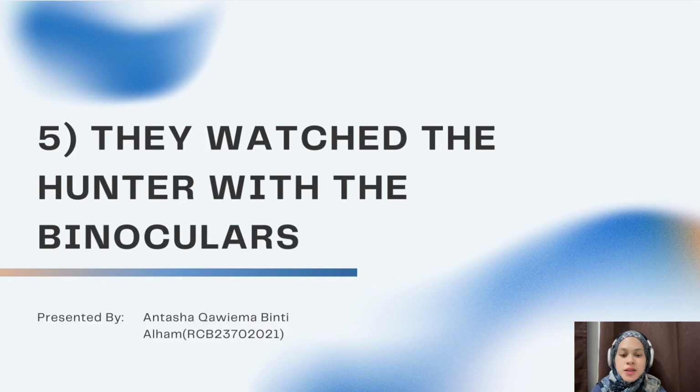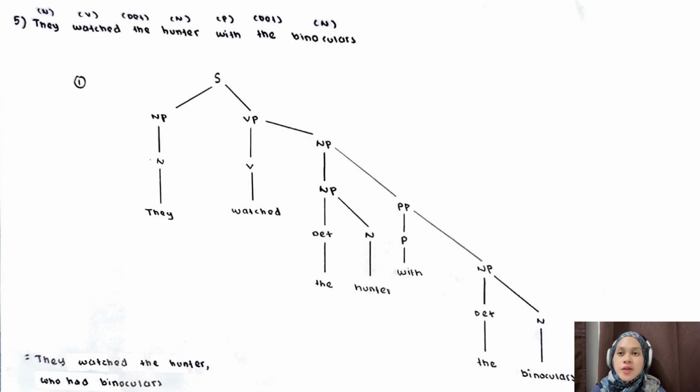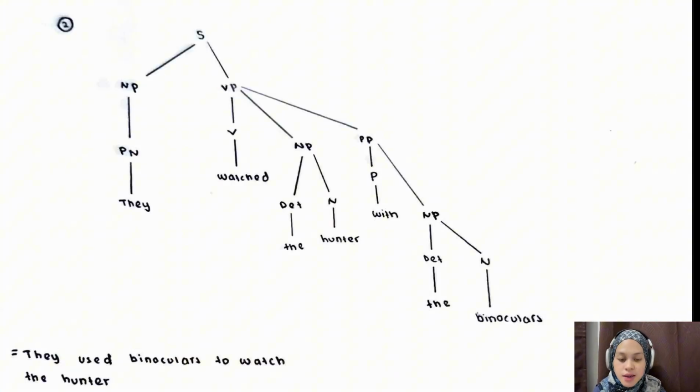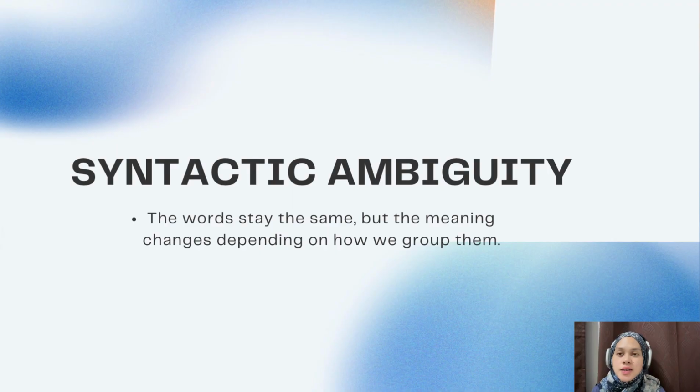And for the last sentence, which is "They watched the hunter with the binoculars," why is this sentence ambiguous? Because we can create two different meanings from one sentence. For example, the first tree diagram shows that they watched the hunter who had the binoculars, while the second tree diagram tells that they had the binoculars to watch the hunter. This is an example of syntactic ambiguity, where the words stay the same, but the meaning depends on how we group them.